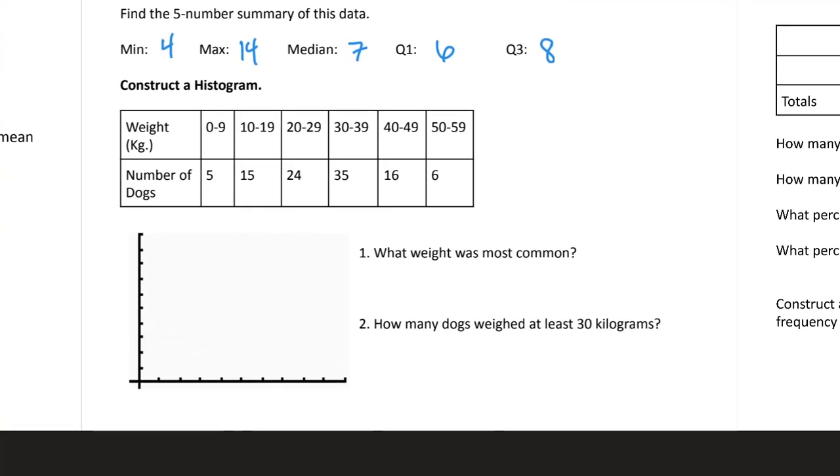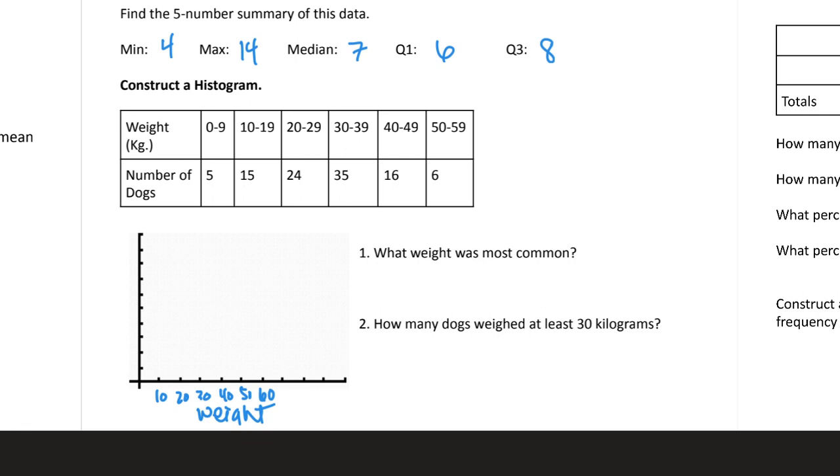All right, now we're going to construct a histogram. So histogram, we're going to put weight down here. And as we can see, our bins are basically every 10 units. So this is 10, 20, 30, 40, 50, 60. And in the first bin between 0 and 9, there's 5 dogs.